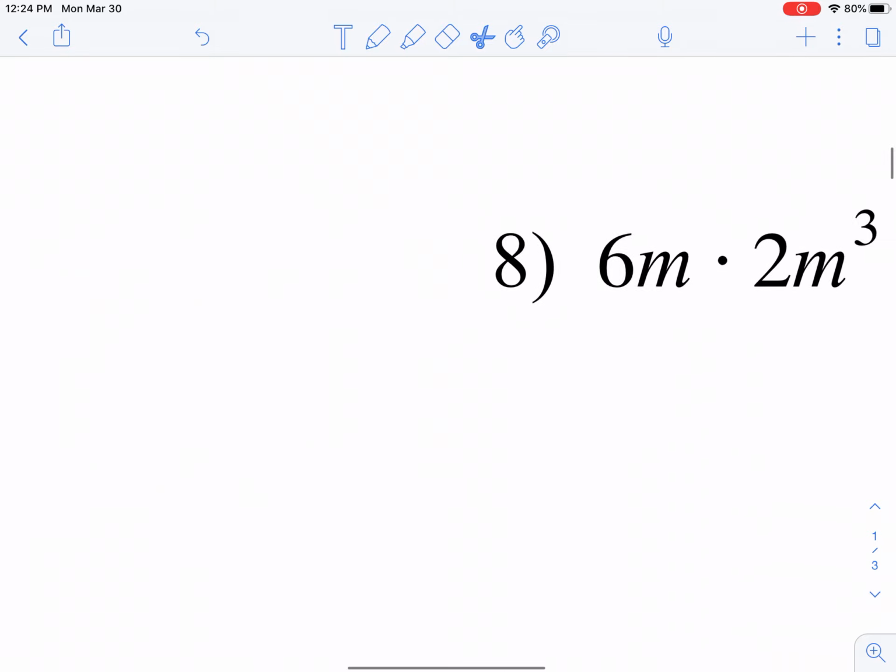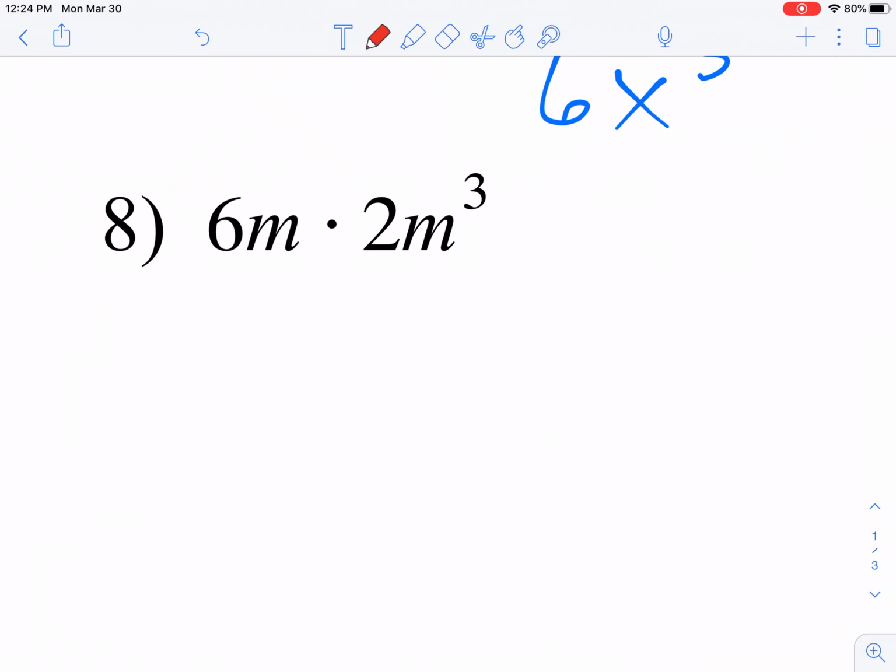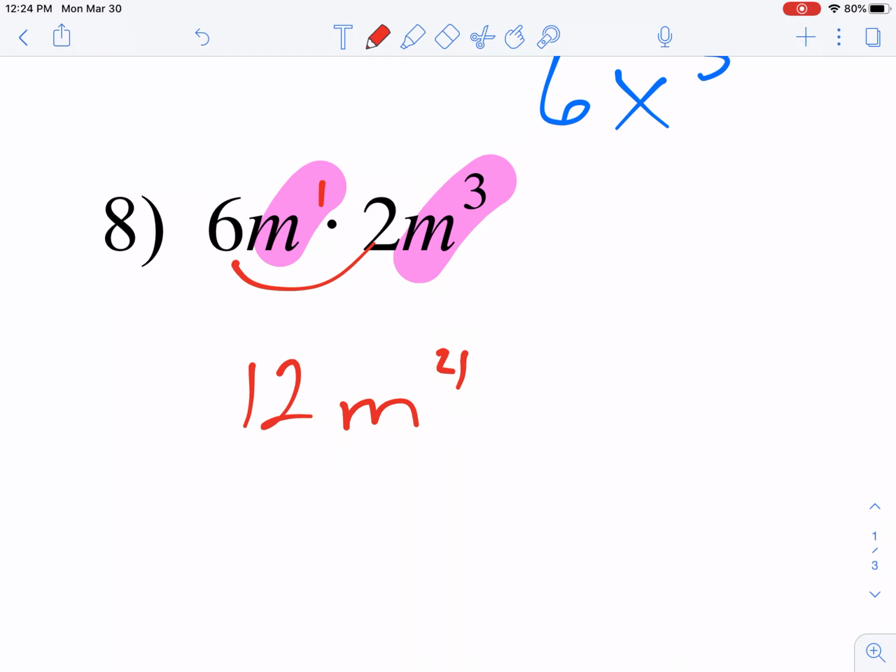Now looking at number 8, we're going to do the same thing. We got 6 times 2. 6 times 2 is 12. And then m to the first and m to the third, we're going to keep the base m, and 1 plus 3 is 4. And that's your final answer.